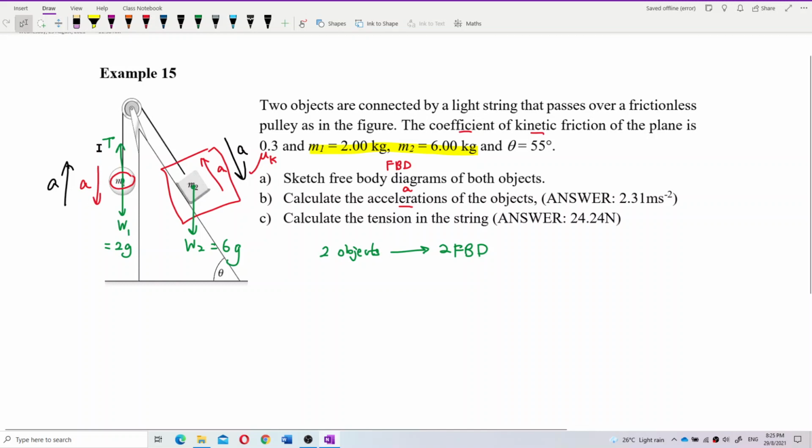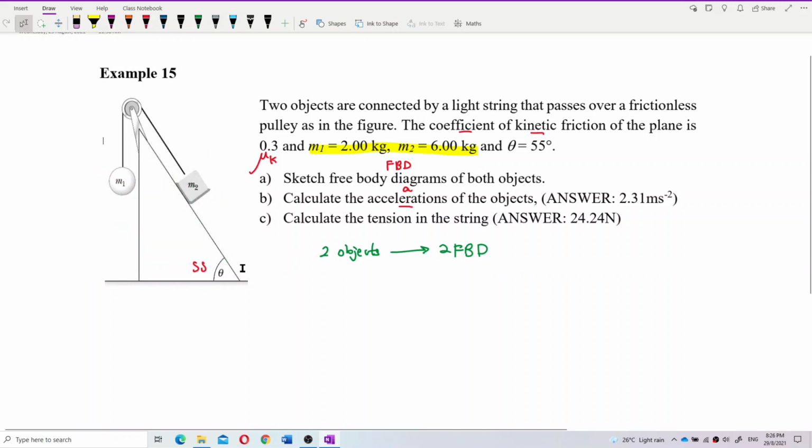Should we draw the acceleration for mass 1 downward, or upward? Which direction should we draw to be accurate? What we should do is, first of all, look at the angle, 55 degree. This angle is 55 degree. Understand? Let me delete everything over here first.